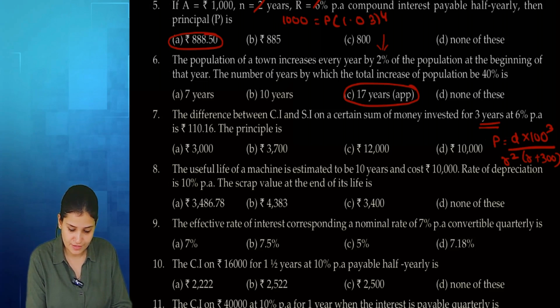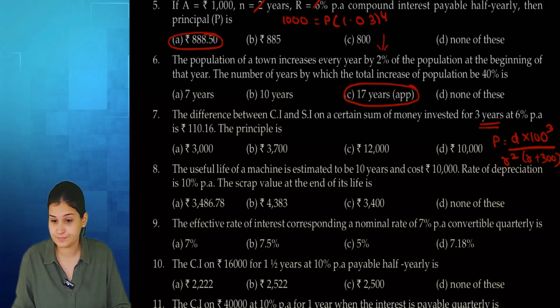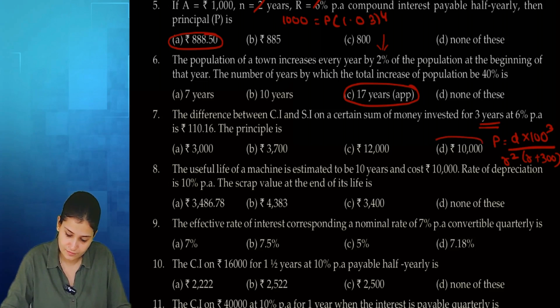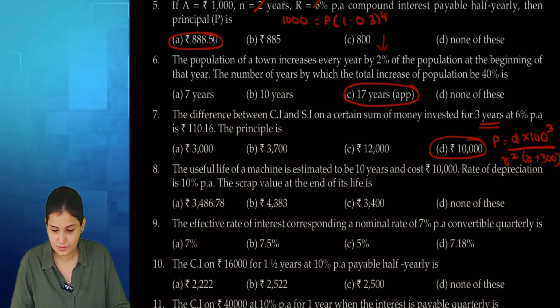So difference 110.16 into 100 cubed divided by r squared, that is 36, divided by r plus 300, that is 306. Answer? 10,000. Very good. All of you give it a try and let me know if you got the answer. Difference 110.16 multiplied by 100 three times, divided by r squared is 36, then divided by r plus 300, that is 306.